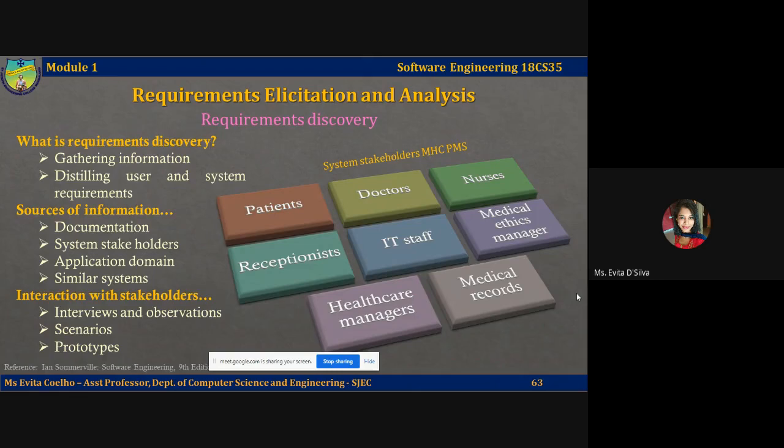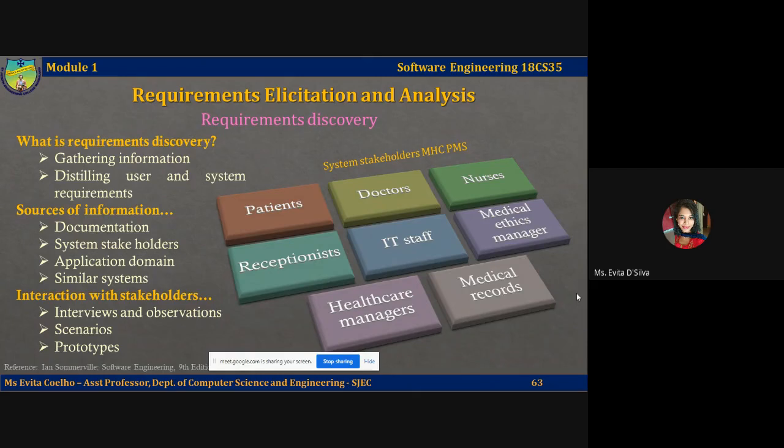Requirements discovery, also called requirements elicitation, is the process of gathering information about the required system and the existing systems and distilling or extracting the user and system requirements from this gathered information. Sources of information during the requirements discovery phase include the documentation about the system stakeholders, specification of similar systems, and so on. Stakeholders could range from end users of a system through managers to external stakeholders such as regulators who certify the acceptability of the system.